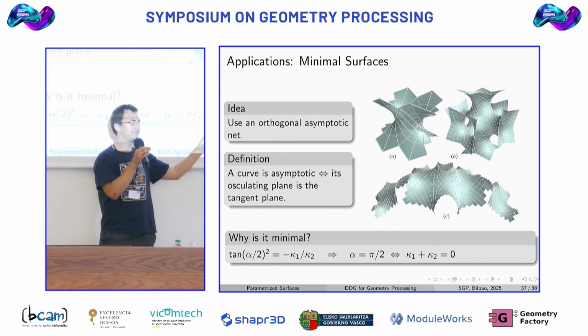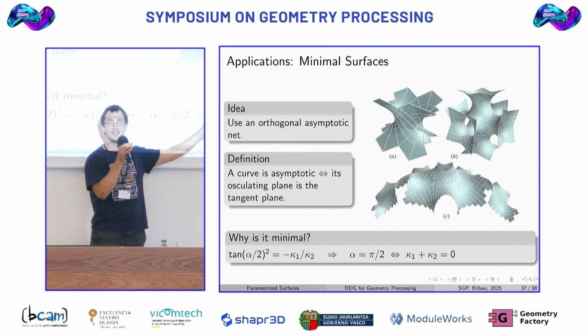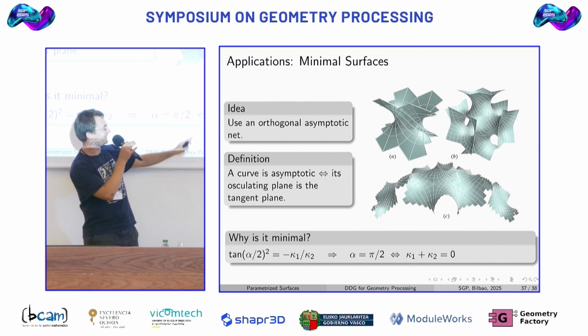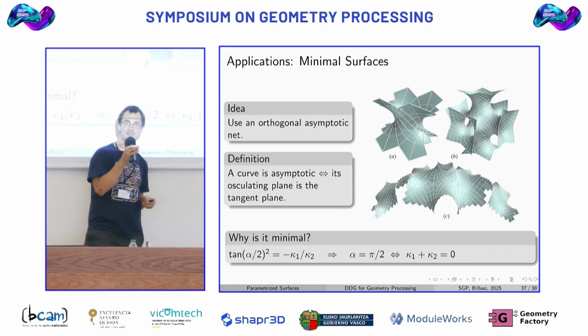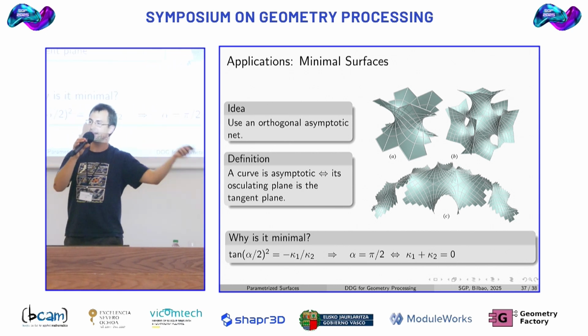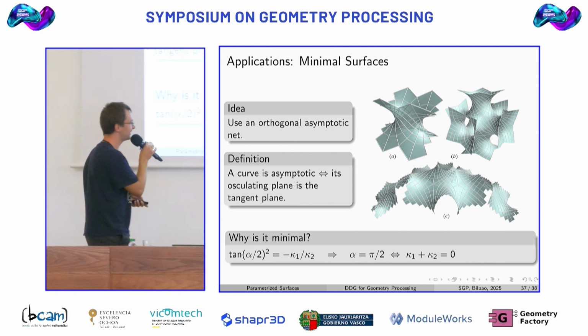Actually, I mentioned them before. You remember the osculating circle? The osculating circle of the principal curvature lines, 1 over the radius is the principal curvature values, kappa 1 and kappa 2. And if their sum is 0, then you have a minimal surface.